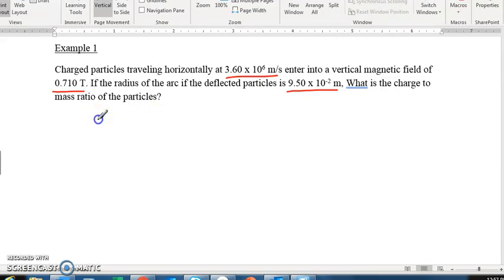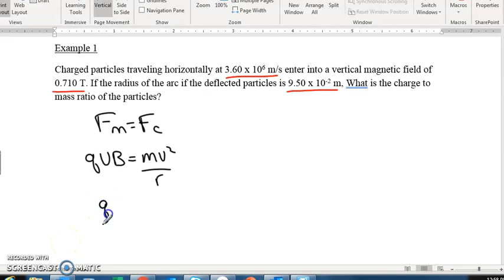It is the magnetic force that is keeping this in a circle. So QVB is equal to mv squared over r. But the thing is, we're looking for the charge to mass ratio. We're looking for Q over M, charge to mass. One of the velocities cancels out, and with a little bit of manipulation, we wind up with v equal to RB.